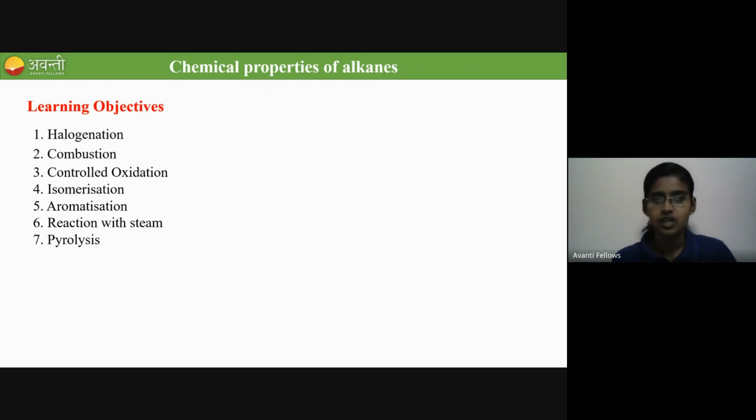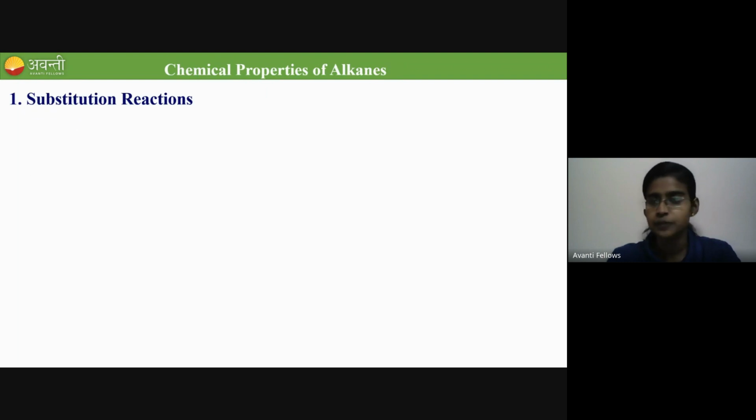Moving on to the first reaction, which is actually called a substitution reaction. Under substitution we are going to see halogenation. The main category is substitution, in which a halogen is going to get substituted. Got it? So these are the chemical reactions of alkanes.